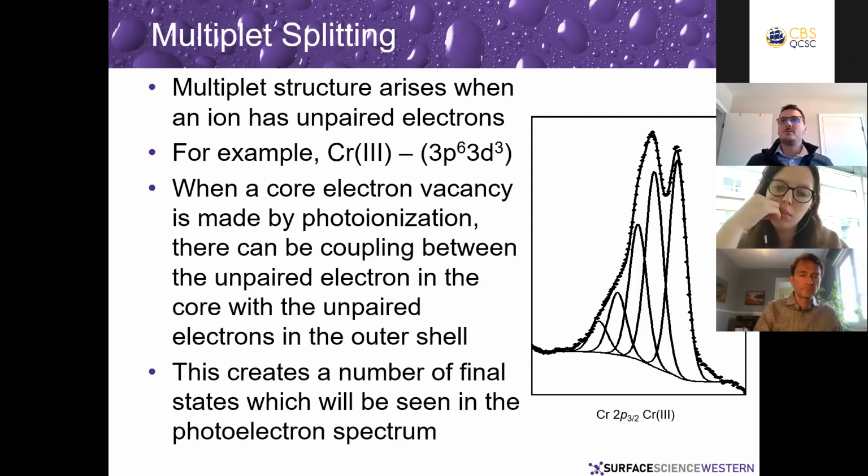When this happens, you get a number of final states that are now seen in the photoelectron spectrum. Instead of a nice single peak, so this is the 2p 3/2 peak, with a corresponding 2p 1/2 peak over here somewhere, for chromium 3 you would think it should be just one nice peak at a single binding energy. Instead, you get this multiplet split peak shape that is no longer a single specific binding energy.